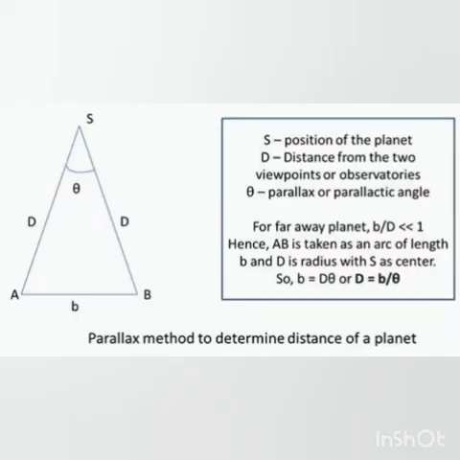So by now in our discussion we have obtained that if S represents the position of the planet, D is the distance from the observatory and theta is the parallax angle, then considering a far away planet, we can obtain the relation b is equal to D theta, from which we can get D is equal to b by theta, where D is the distance of the planet from our observatory. Thus, we have understood how to use the parallax method to determine the distance of a planet from Earth.